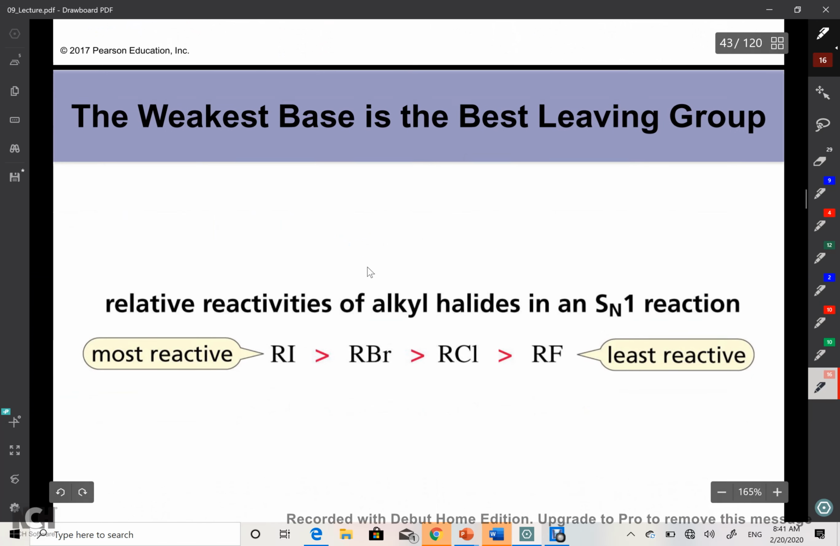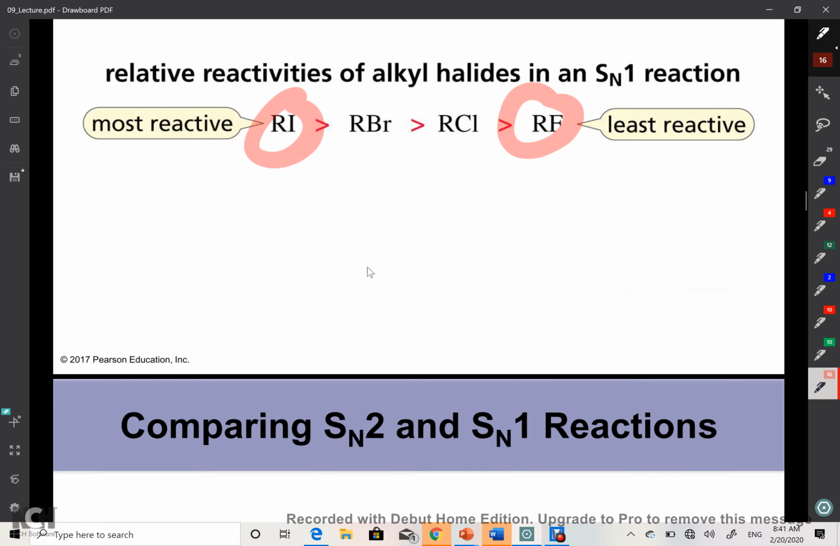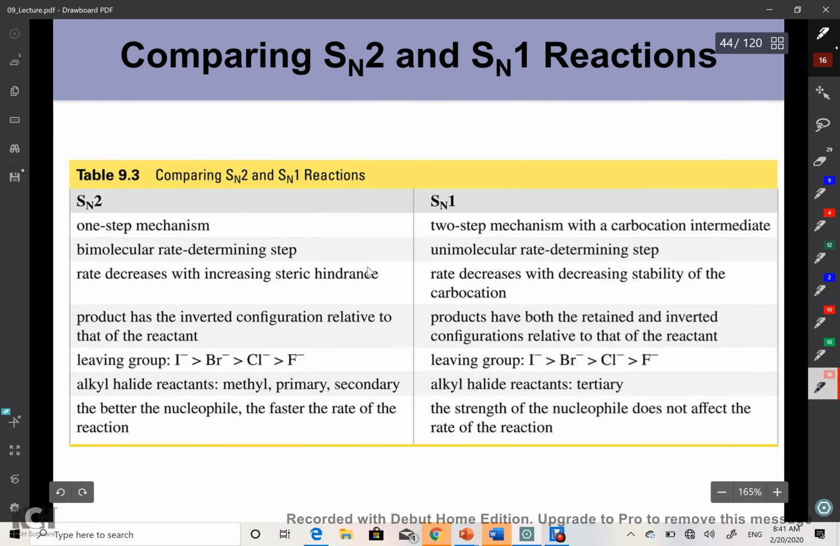Now let's talk about the leaving group. The leaving group here is exactly the same as what we did for SN2. If you have a weak base, then that would be a great leaving group. And so iodide is a good leaving group compared to fluoride, which is the same story we had with the SN2. With the SN2, iodide also was a better leaving group compared to fluoride. Is that okay? So we have a table here.